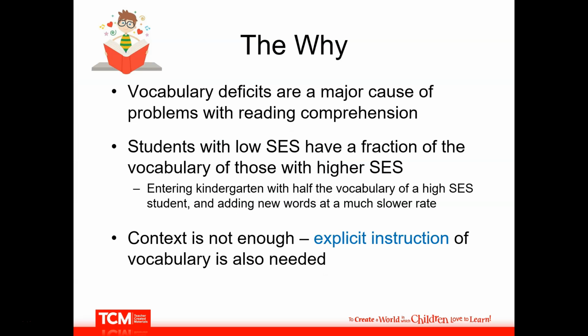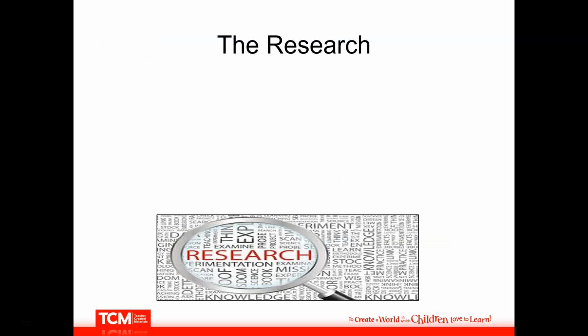But first, I like to begin all of my sessions by giving you a glimpse into the why. Number 1, vocabulary deficits are a major cause of problems with reading comprehension. And we know that students with low socioeconomic statuses have a fraction of the vocabulary of those students with higher socioeconomic statuses. And the next thing that I want you to pay attention to is that context is not enough for students to gain vocabulary. What we need is explicit instruction of vocabulary to help our students gain an understanding of new words.